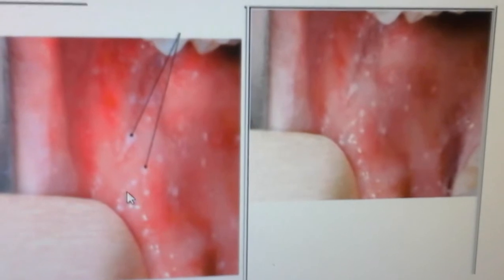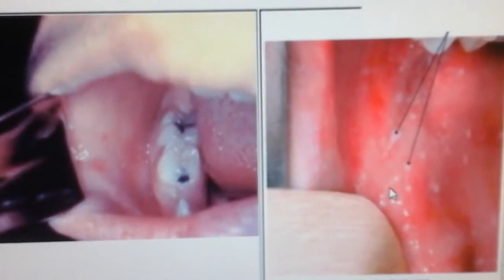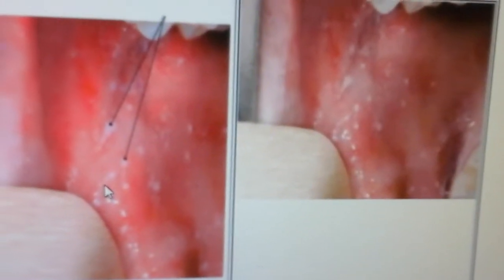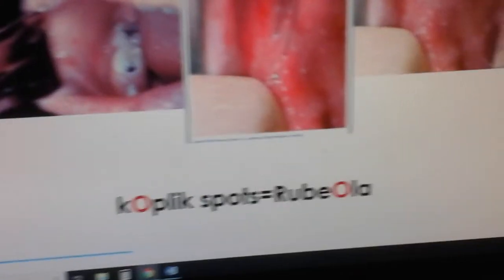But these red lesions that are found inside the mouth are usually an early sign of measles. So it can appear a couple of days before the actual measles rash. So just be familiar with Koplik spots and rubeola, measles.